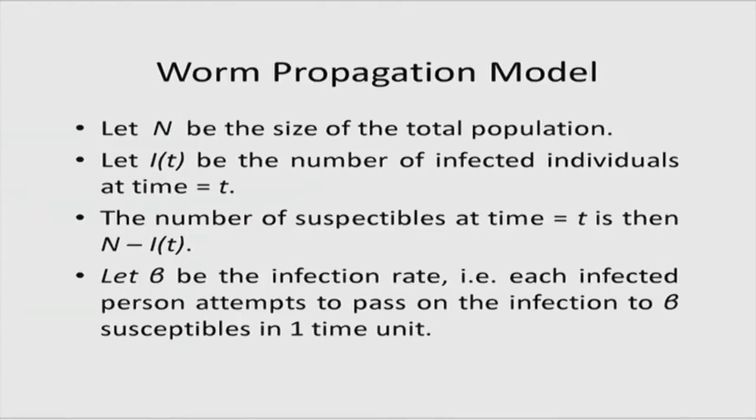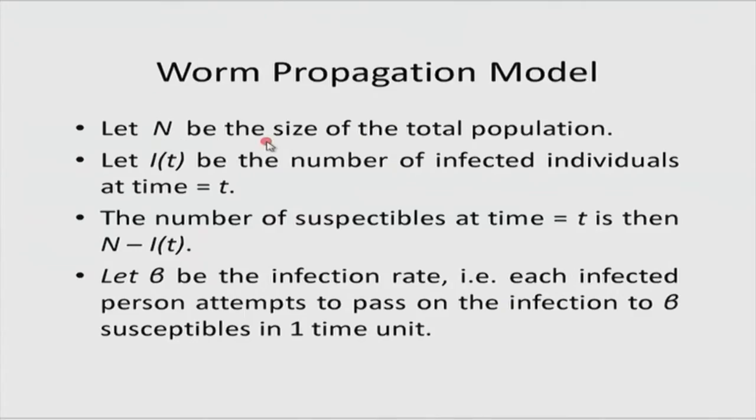So it is useful to come up with some sort of a worm propagation model to see how fast these things spread. Can we mathematically model these things? A lot of researchers around the world got interested in this question and started to come up with models. They had some empirical results and said, let's now try to see whether we can match it with some model results. So let n be the size of the total population.